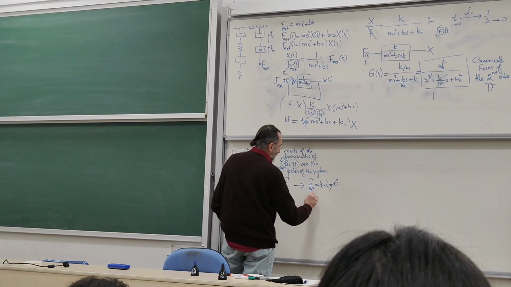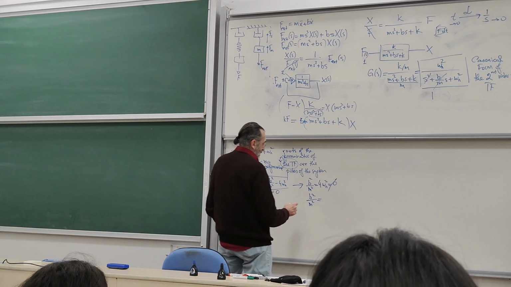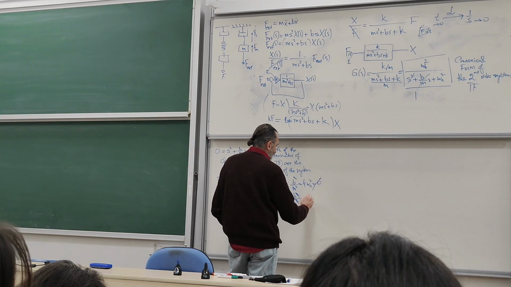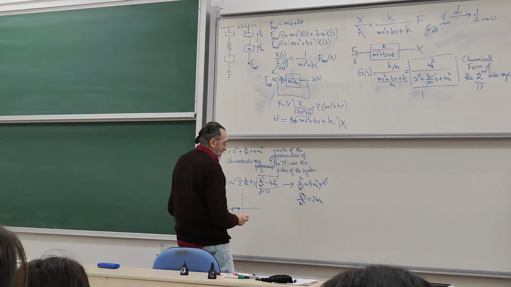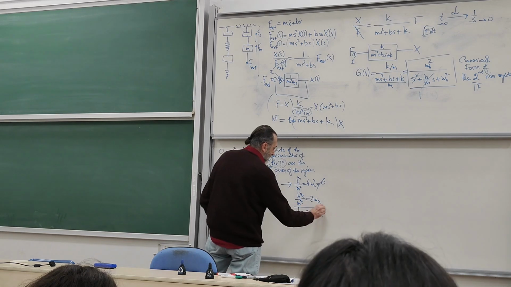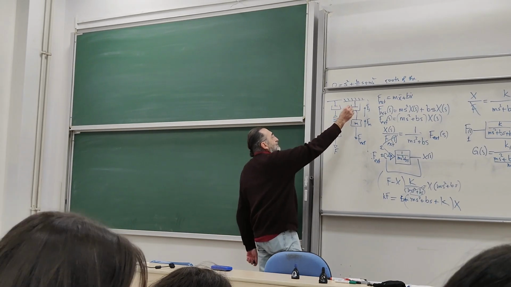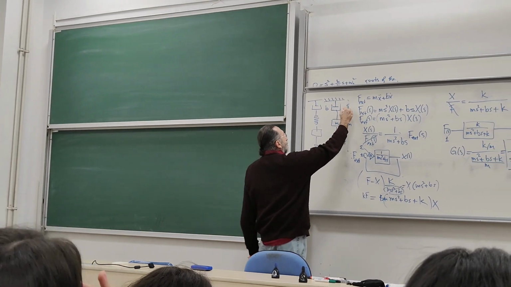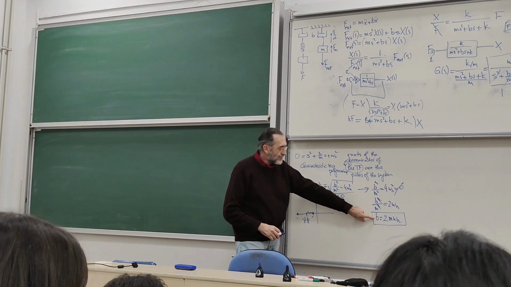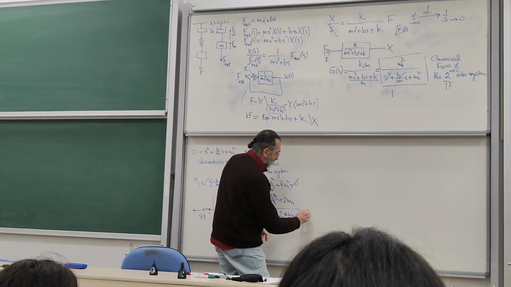So b squared over m squared is equal to 4 omega n squared, so b over m is equal to 2 omega n. So b equals 2m omega n. And remember that b is the damping coefficient. So if the damping coefficient is strictly equal to this value, then we say that we have critical damping.